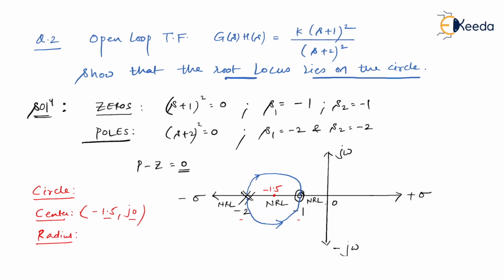At the same time, you should define the radius also. So what is the radius of this circle? You can check. From -1.5 to -1, the distance is 0.5. Yes or no? So obviously the radius has to be 0.5. As you can see, I have shown that the root locus is lying on the circle. This is how you have to tackle the problems. I'm sure you have understood both the problems. Of course, we will solve extra problems also, but at the end of completing the syllabus. Thank you.